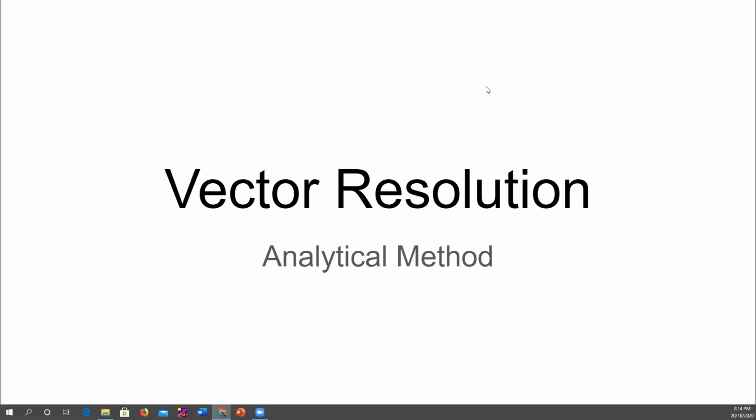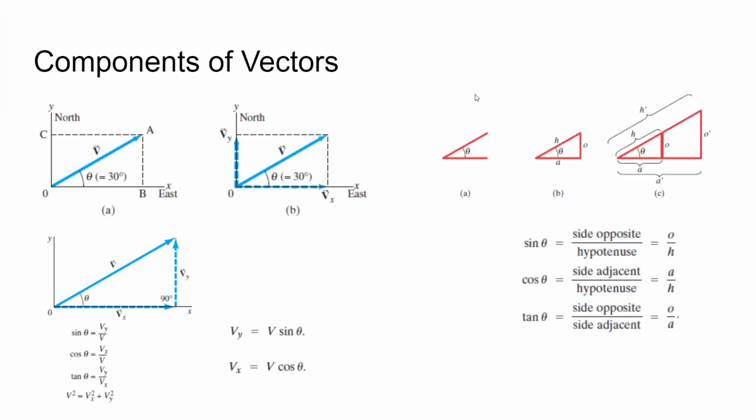This is the last topic for Physics 1, first quarter: vector resolution, or adding vectors by the analytical method, or the use of components. You were introduced to trigonometry last time, that we can determine the components using the trigonometric functions sine, cosine, and tangent. So you have noticed here we have the x and the y axis, wherein the y could be the north and the x is the east.